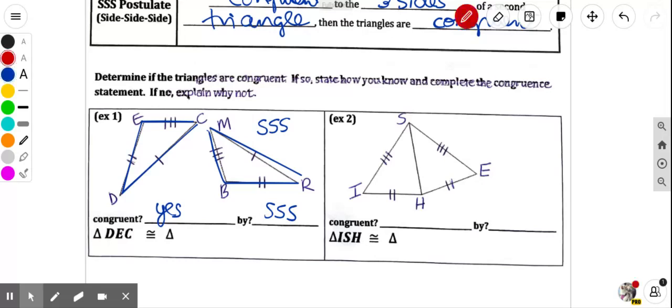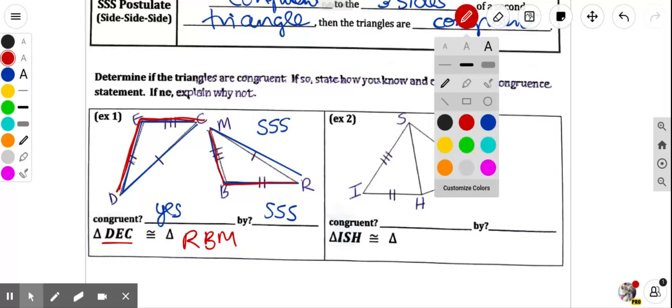you want to remember to look at the order that I have for the first triangle. So D, E, C: I went down the side that has 2 tick marks, down the side that has 3. So we're going to do the same thing here. Down the side with 2, down the side with 3. So the matching order would be R, B, M. So there's the first one.